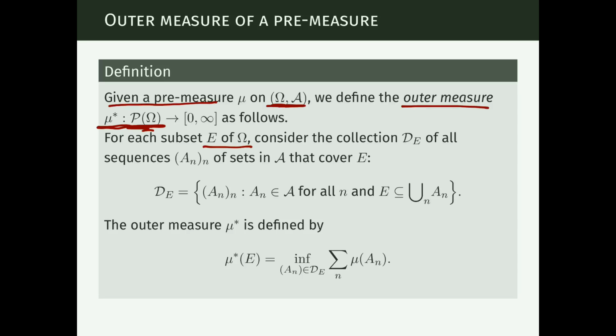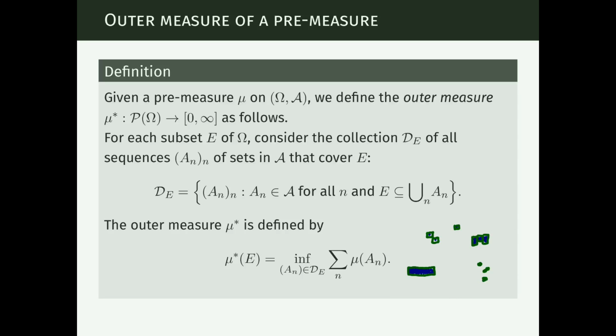Take a subset, E, of the sample space omega. And now we're going to consider the collection of sequences of sets in this algebra A that cover my set E. A picture would be the following. This is my set E. It looks like this, and I'm going to cover it with countably many sets of my algebra like this.